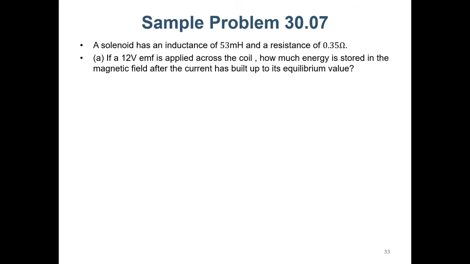So another sample problem. A solenoid has an inductance of 53 millihenry and a resistance of 0.35 ohm. If a 12-volt EMF is applied across the coil, how much energy is stored in the magnetic field after the current has built up to its equilibrium value?